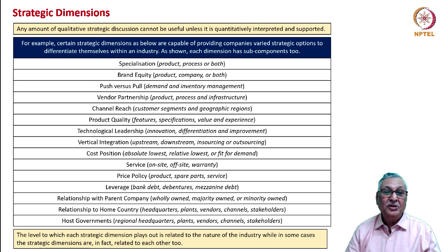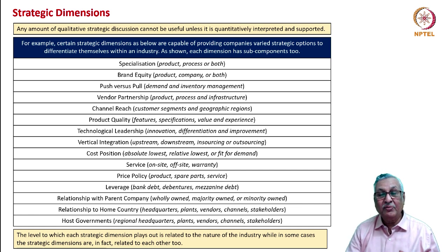The demand management and inventory management could be push type or pull type. Vendor partnership could be in terms of product, process, or infrastructure. Channel reach could be towards customer segments or towards geographic regions. Product quality can be expressed in terms of the features, how deep and wide the features are, how rigorous the specifications are, and the value and experience which the customer would derive from the product.